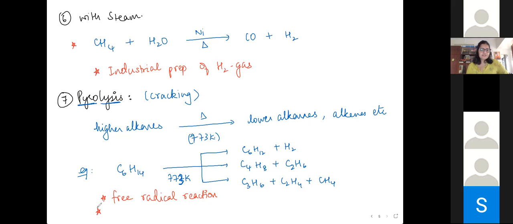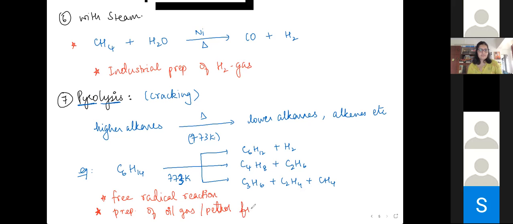And as I told you, this is used in petroleum industries. So basically it's used in the preparation of oil, gas, like your diesel, gasoline, petrol. So you get all of these from kerosene. So kerosene's actual proper formula is, let me check.